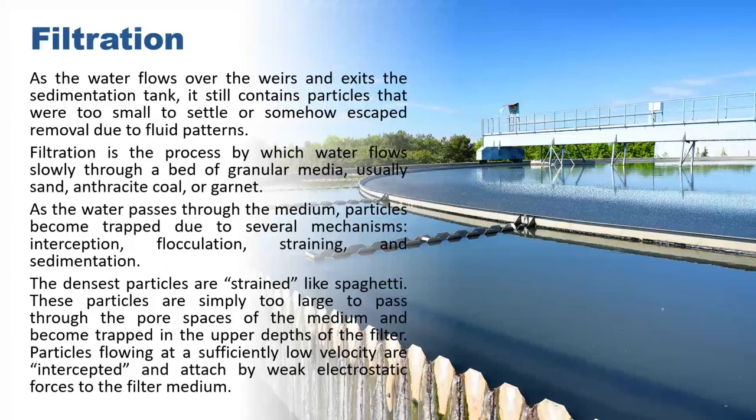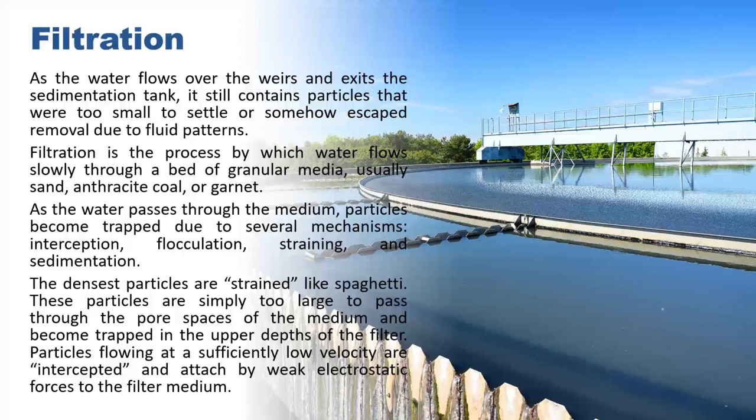Now for filtration. As the water flows over the weirs and exits the sedimentation tank, it still contains particles that were too small to settle or somehow escaped removal due to fluid patterns. Filtration is the process by which water flows slowly through a bed of granular media, usually sand, anthracite, or garnet. Some industries use a combination of these filter media: the sand, the anthracite coal, and the garnet. As the water passes through the medium, particles become trapped due to several mechanisms: interception, flocculation, straining, and sedimentation.